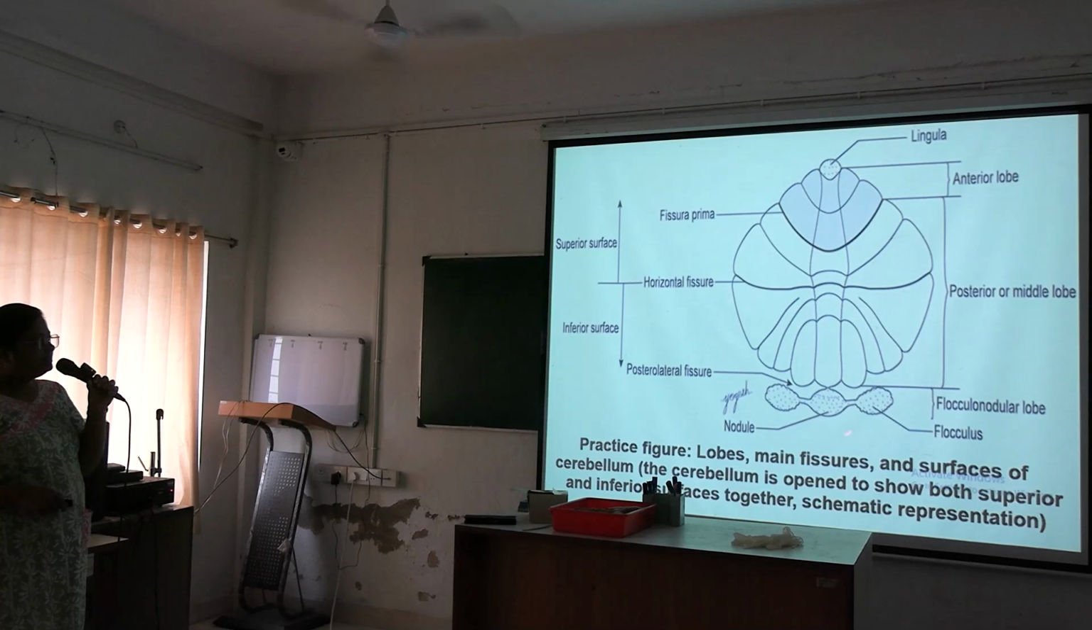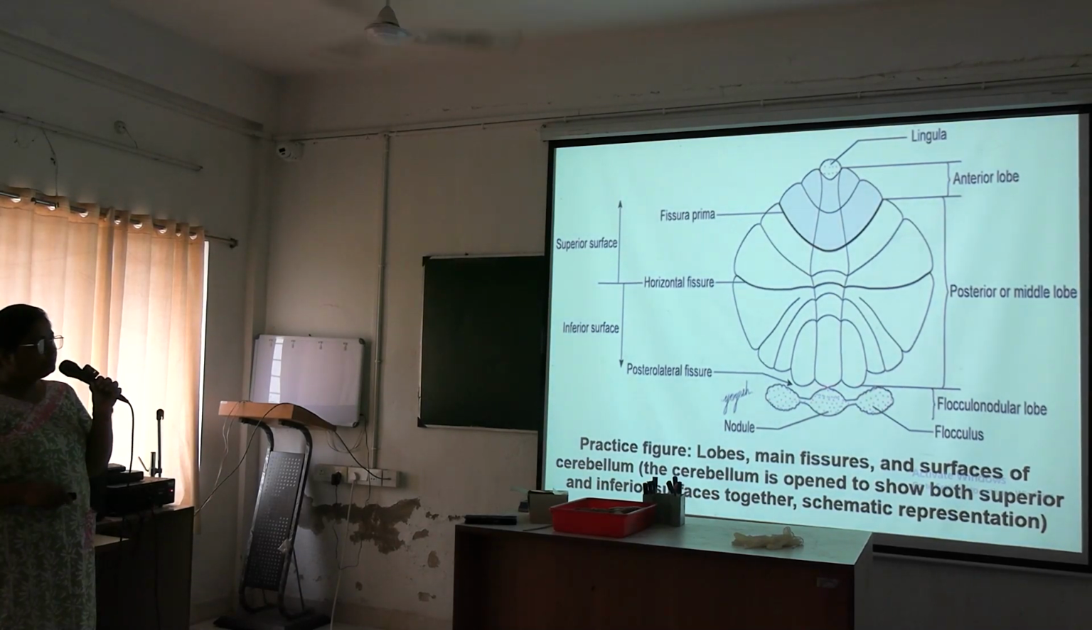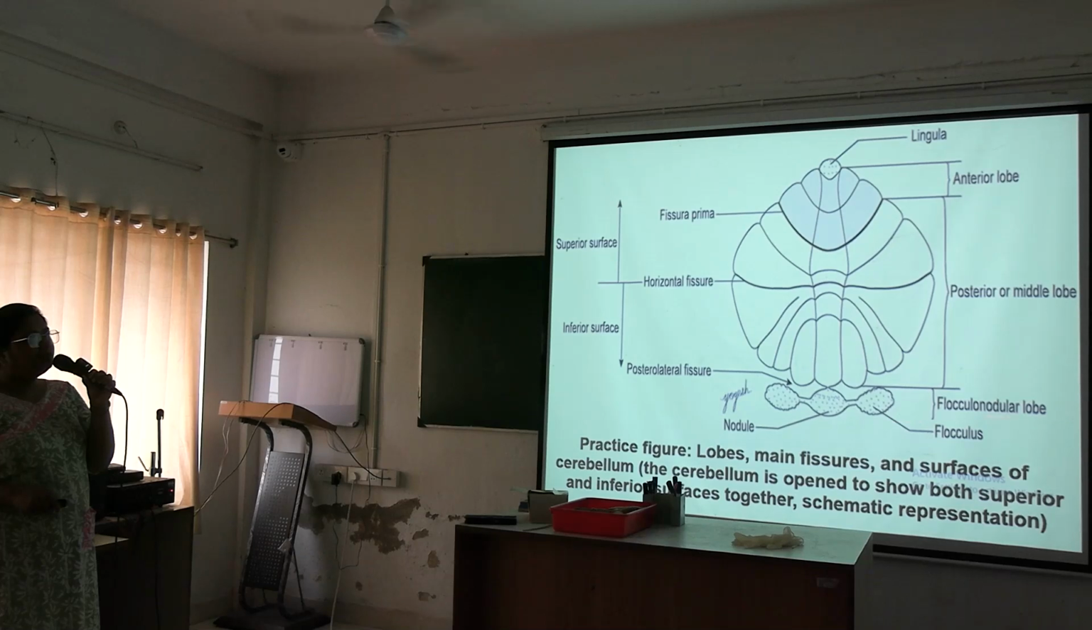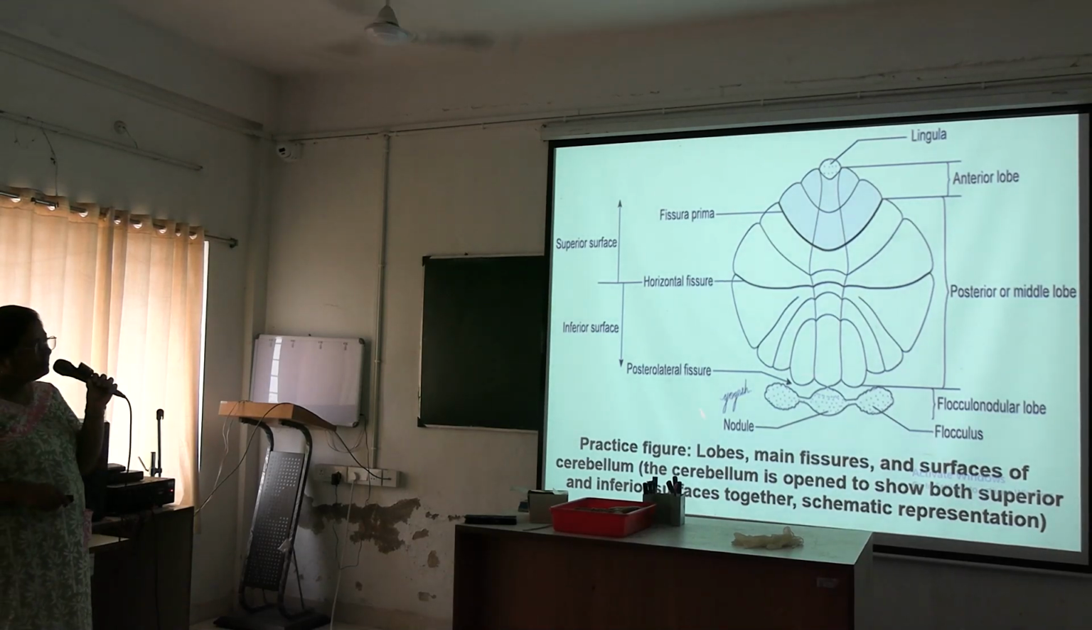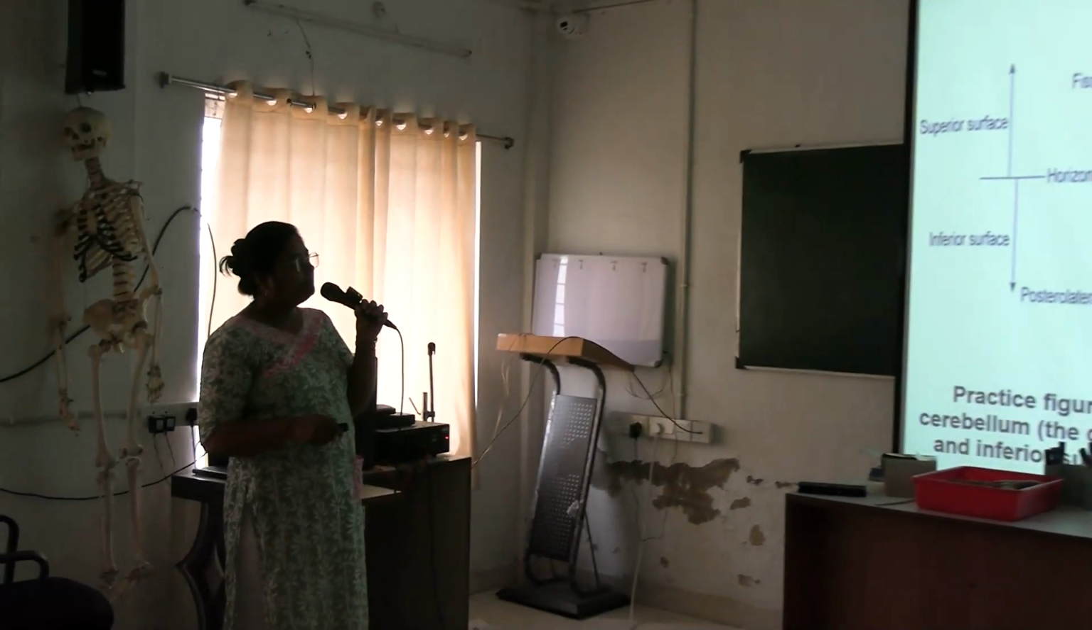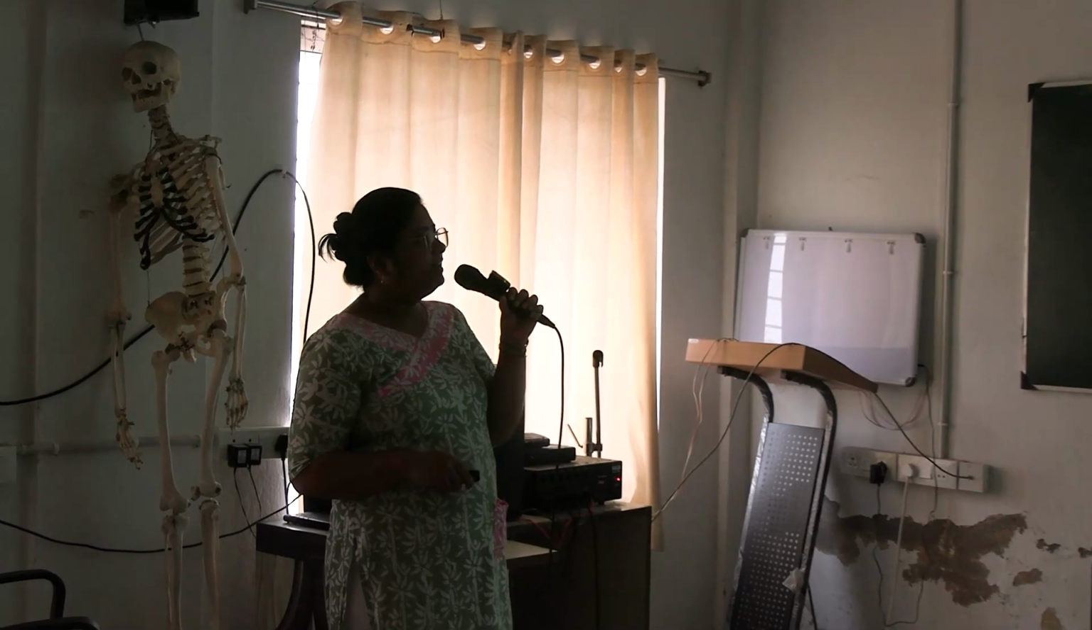And this is nodule and this is floccule, and they are together forming flocculonodular lobe. Okay, flocculonodular lobe is separated from rest of the cerebellum via this posterolateral fissure. And see here, this horizontal fissure separates the superior surface from the inferior surface. Okay, and this fissura prima separates the anterior lobe from the posterior lobe.